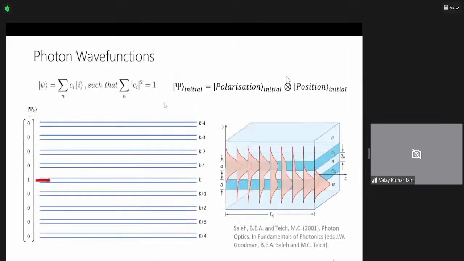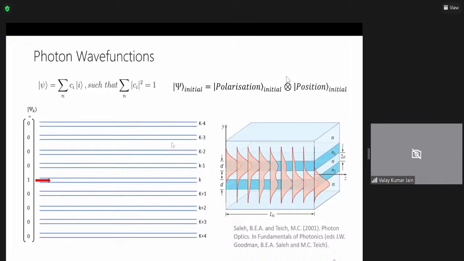So first, let's talk about wave functions. Well, I can use a simple normalized vector to represent the number of photons in a particular waveguide. Let's say this is the waveguide number k. Then the kth index of this vector will be 1. All the others will be 0. As simple as that. I just need to take care of the normalization.